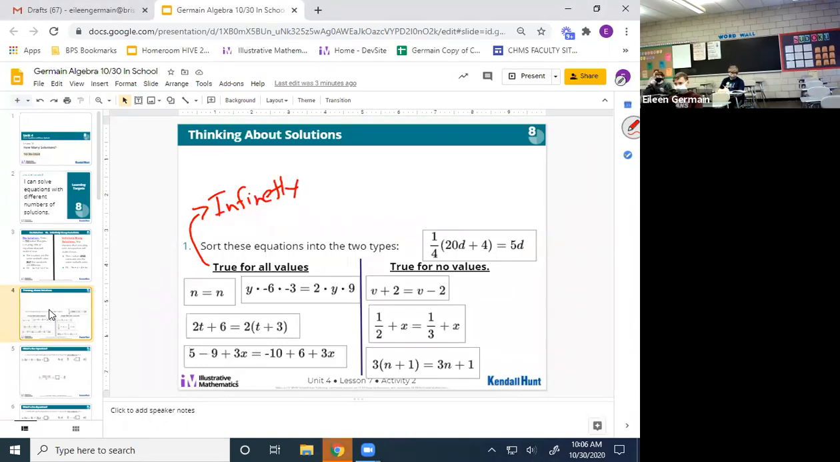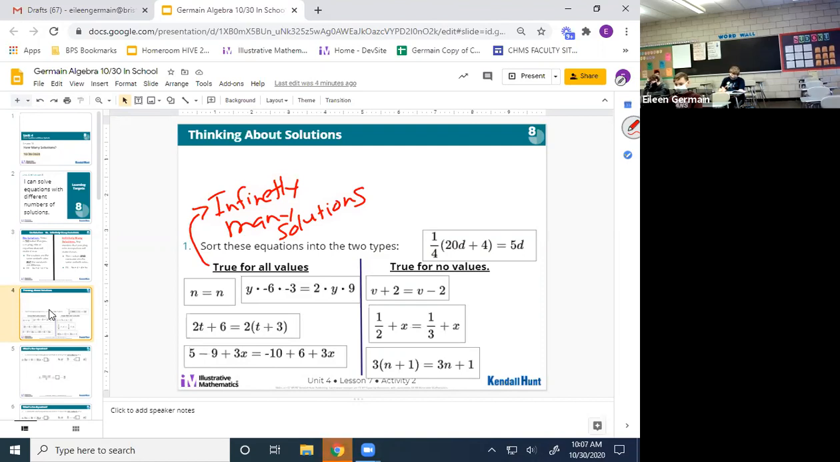I don't know how to spell infinitely. That's infinitely many solutions. When I type it, I spell it correctly because it autocorrects, but when I handwrite it, it might not be spelled right. Same thing if you're handwriting things and you don't spell infinitely right, that's completely fine.